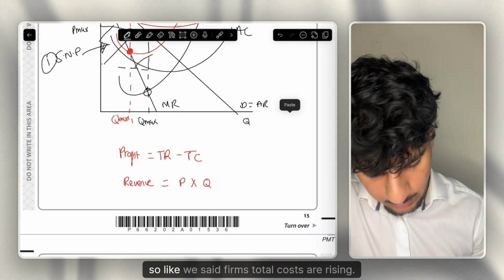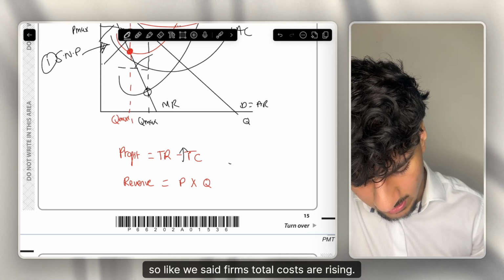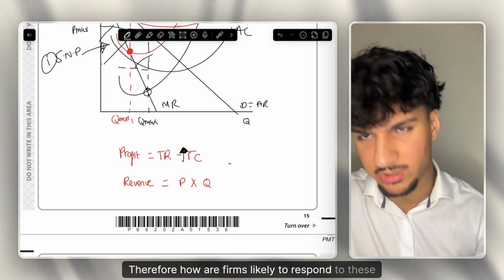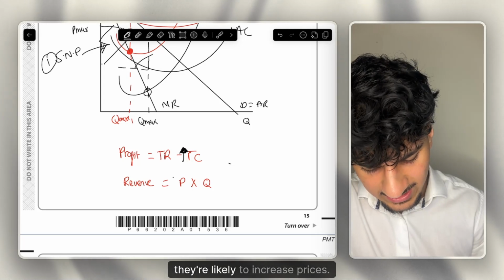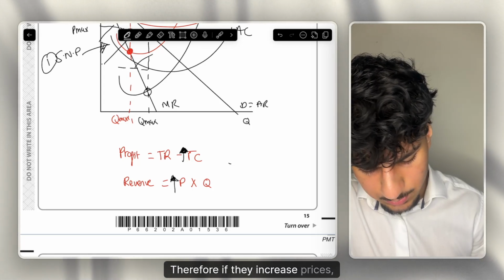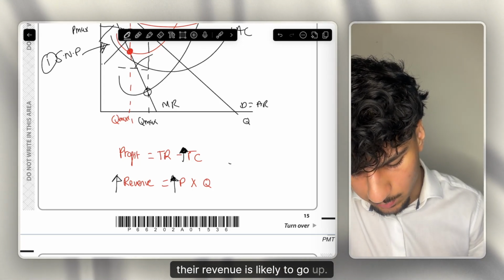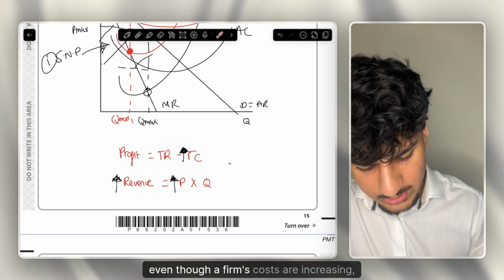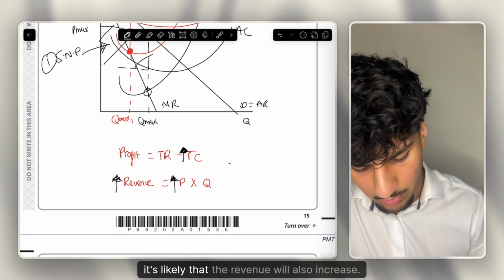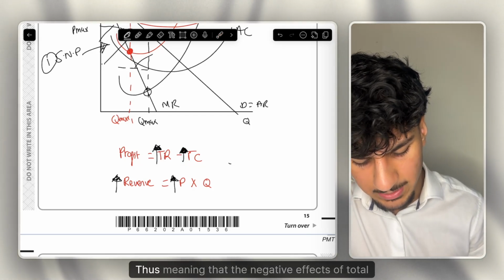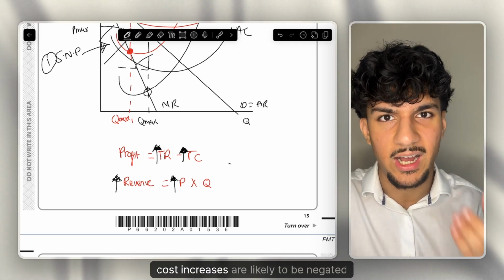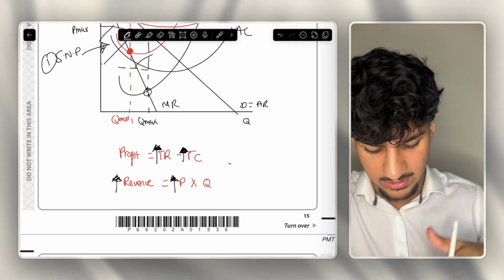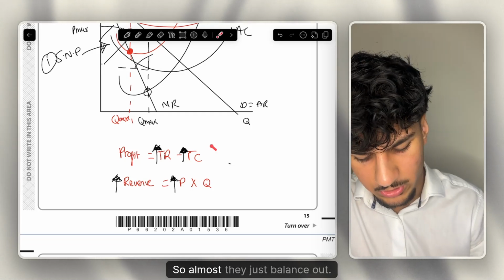So like we said, firms' total costs are rising. Therefore, how are firms likely to respond to these total costs rising? They're likely to increase prices. Therefore, if they increase prices, their revenue is likely to go up. So yes, even though a firm's costs are increasing, it's likely that the revenue will also increase, thus meaning that the negative effects of total cost increases are likely to be negated by the increase in total revenue. So almost they just balance out.